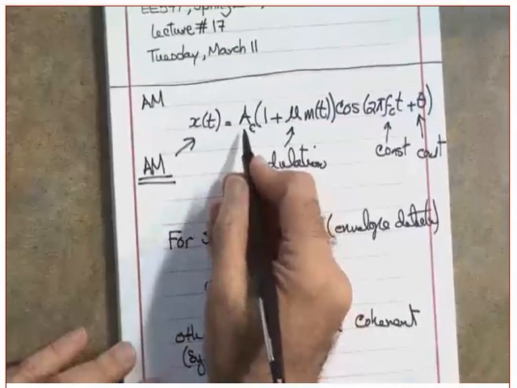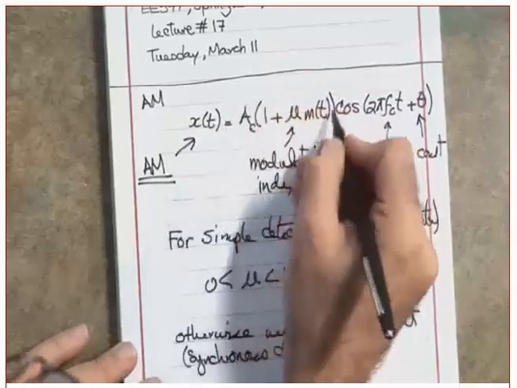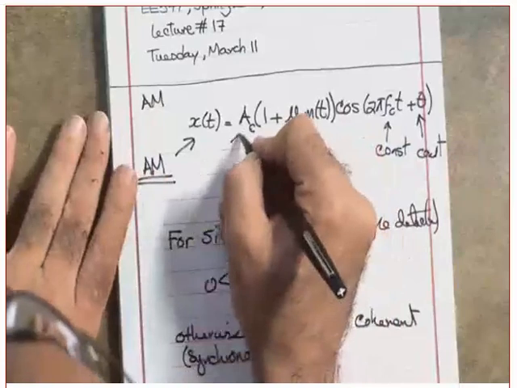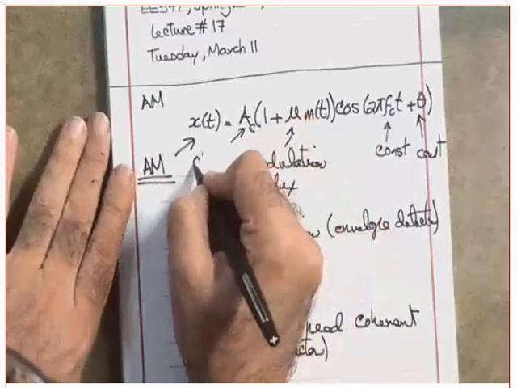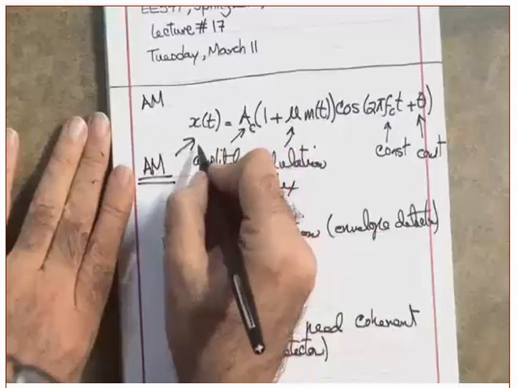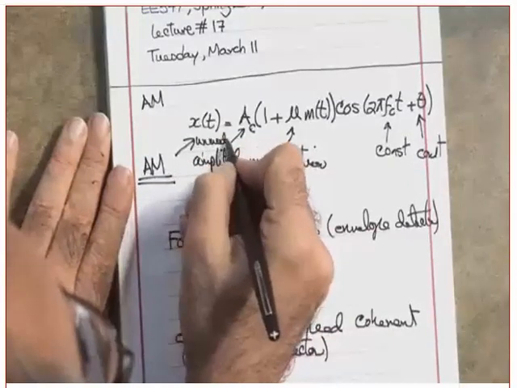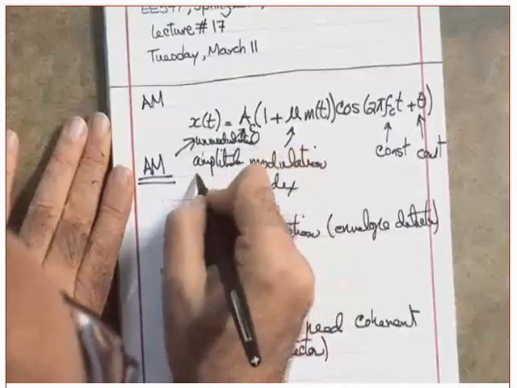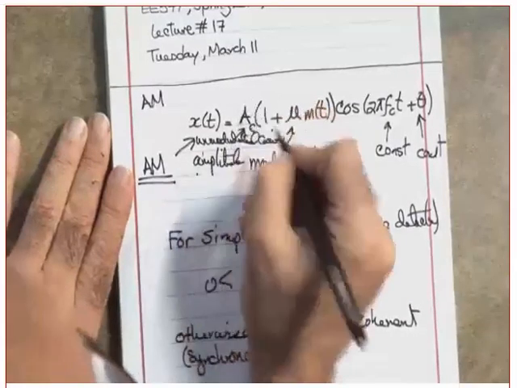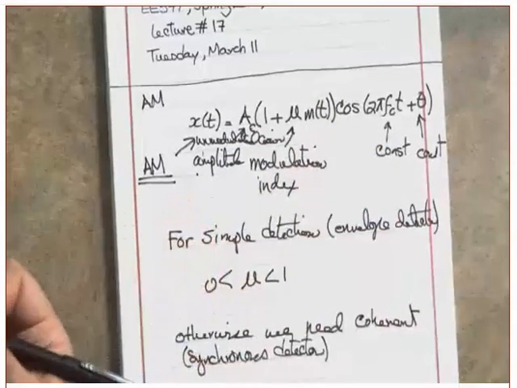Question. A_C here, is it changing or fixed? This one is fixed, but the overall amplitude is changing because it's a function of m(t). This one is the carrier amplitude, the unmodulated carrier amplitude. This one is fixed, but the change is because m(t) is changing.